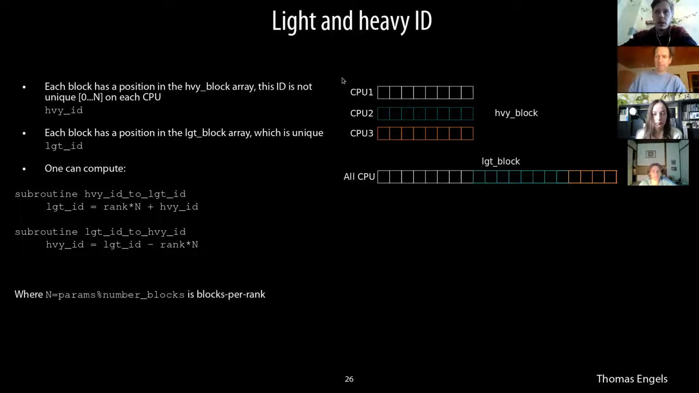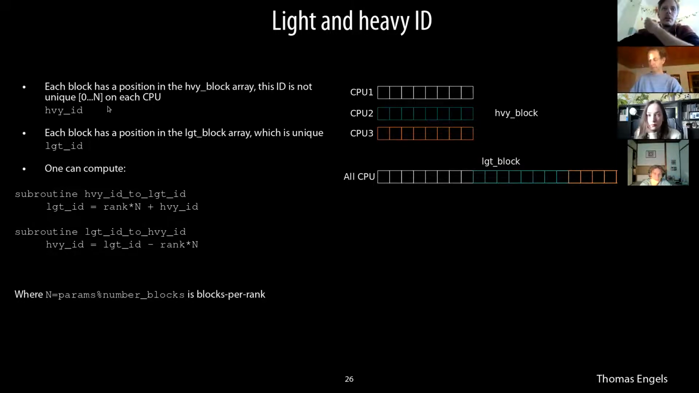Now, this is how this looks in memory. You have the heavy block arrays, and I just plotted here 3 CPUs just to make it visible. Each of the CPUs allocates its own heavy block array, and each of the CPUs allocates the whole LGT block array. So this means this little chunk of heavy data actually goes here, and the blue one over here, and so on. So here, just to illustrate it a bit visually, is how this chunking is performed.